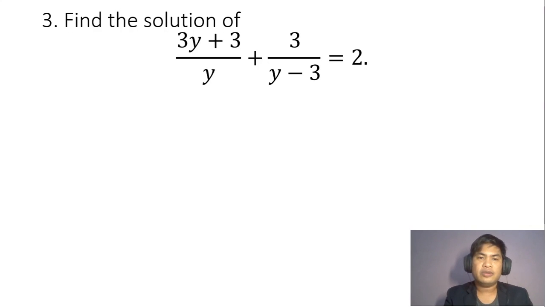Hi everyone, so now let's continue solving problem number 3 of the equations, inequalities, and functions. So we have this problem. Find the solution of (3y + 3)/y + 3/(y − 3) = 2. So you can see that this problem is a rational equation. It means this is an equation with rational expressions in it. So what will we do with this kind of equation?